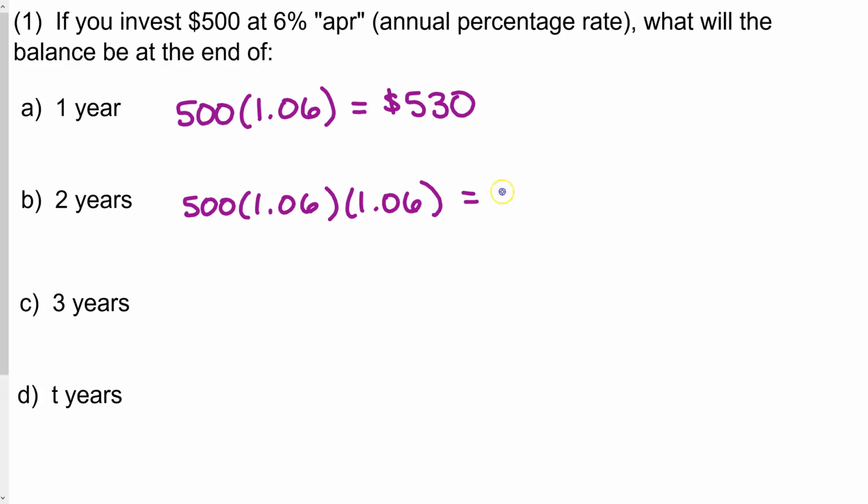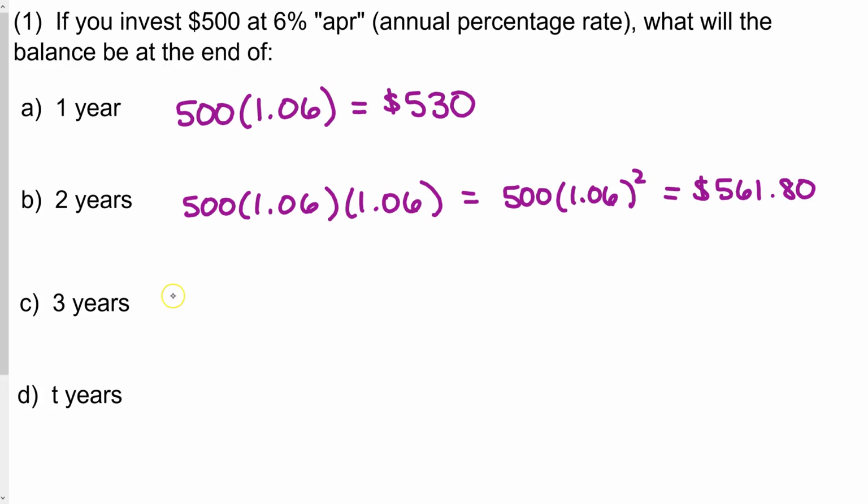And of course, we could write that as 500 times 1.06 squared, and that gives us $561.80. So you can see in year 1, $30 interest was made, but in year 2, $31.80 interest was made, and that's because we got interest on our $30 from year 1.